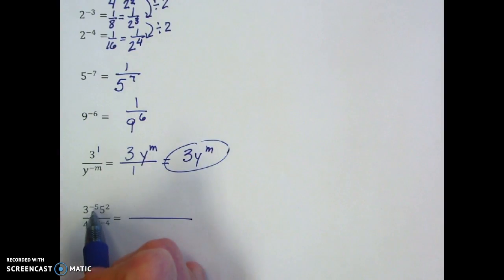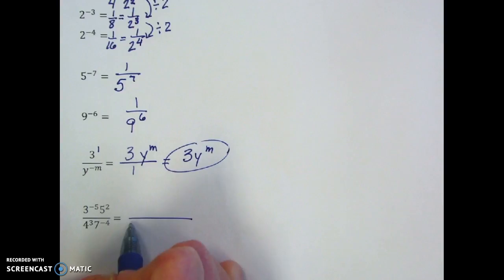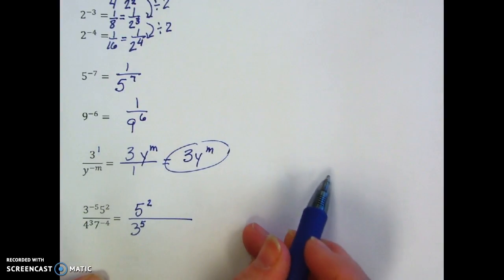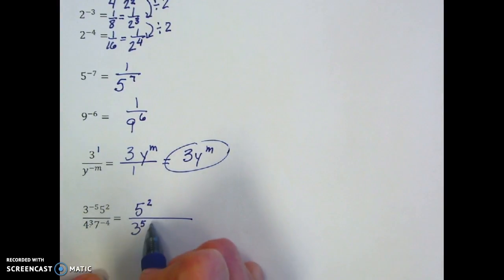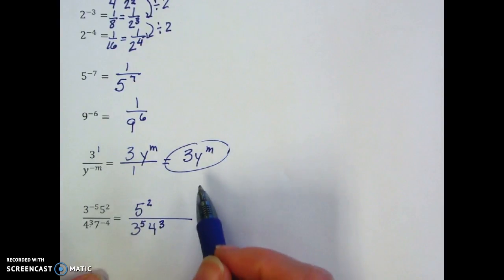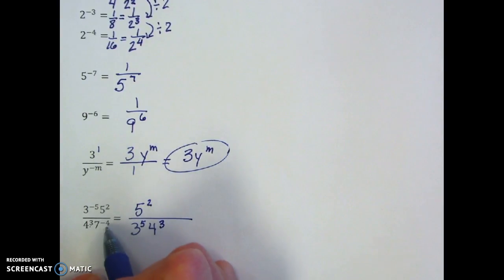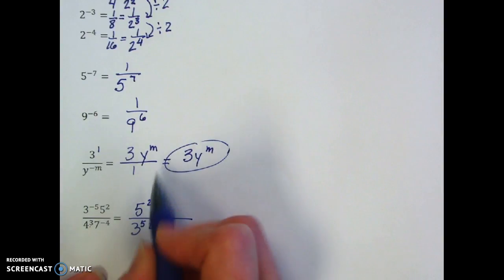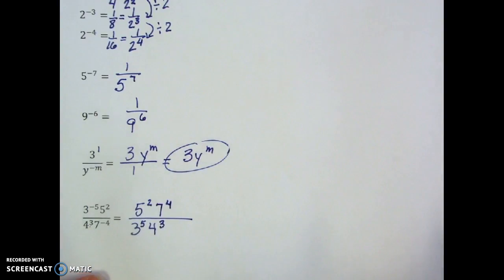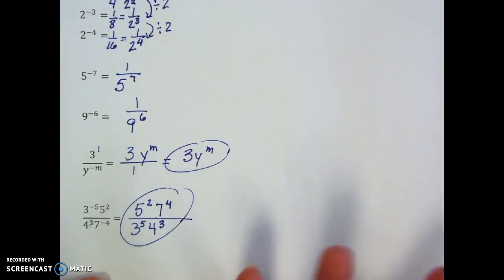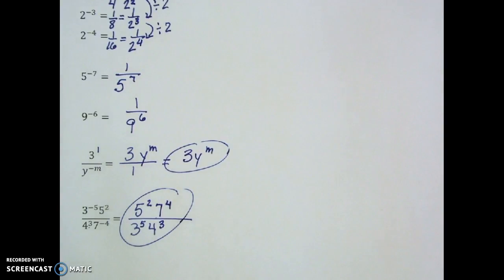So 3 to the negative fifth has a negative exponent. I need to move it, so I'll take it to the bottom. 5 to the second has a positive exponent. I don't need to move it. It's going to stay in the top. 4 to the third, I am not moving that. It's in the bottom and it's positive. It needs to stay positive. And then 7 to the negative fourth is in the denominator. I need to move it so it becomes a positive exponent. And that's what I'm getting for that final answer. Now, if any of these were like bases, I may be able to put them together. But 3, 4, 5, and 7 are not like bases, so we can't combine them in any way.